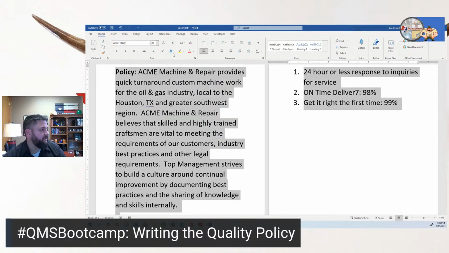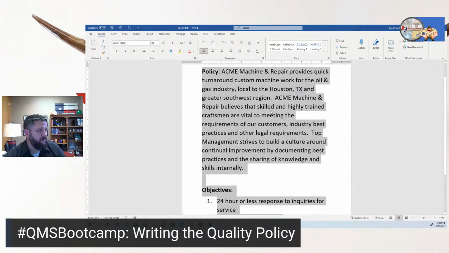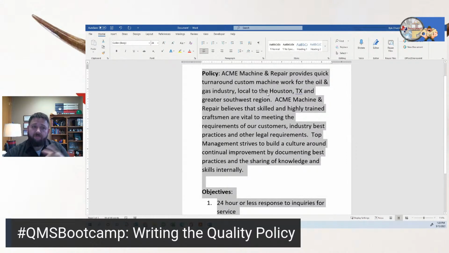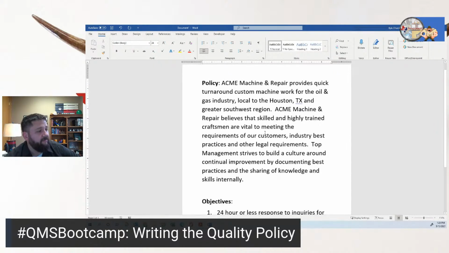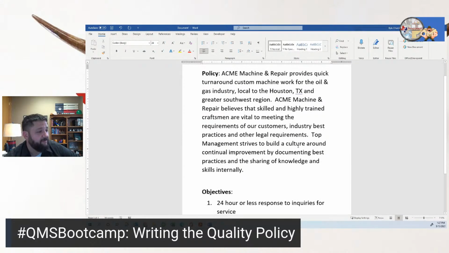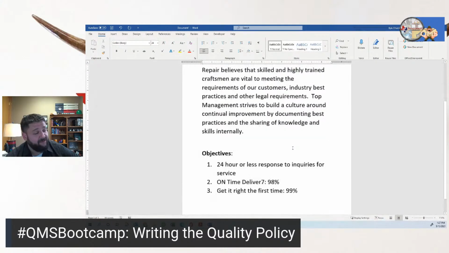So let's maybe shrink the font here a little bit so we can look at it all on one sheet, and then we'll do a little audit against the standard and see if we hit our requirements. So here's our quality policy. ACME Machine and Repair provides quick turnaround custom machine work for the oil and gas industry, local to the Houston, Texas, and greater Southwest region. ACME Machine and Repair believes that skilled and highly trained craftsmen are vital to meeting the requirements of our customers, industry best practices, and other legal requirements. Top management strives to build a culture around continual improvement by documenting best practices and sharing skills internally.